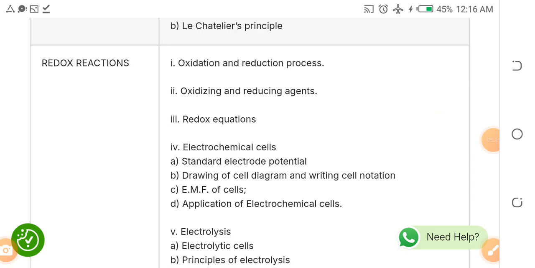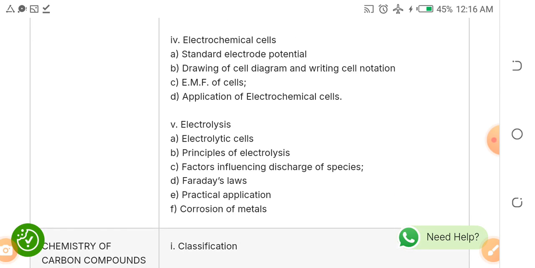Touch on these things. Then read redox reactions like oxidation and reduction process, oxidizing and reducing agents, redox equation, electrochemical cells, standard electrode potential, drawing of cell diagram and cell notation. Please read electrolysis, electrolytic cells, principles of electrolysis. This one, I'm giving you things will come out. This one is not joke. These are things that will come out. Principles of electrolysis, factors influencing the discharge of species, Faraday's law, of course it will come out. Practical application, corrosion of metals.